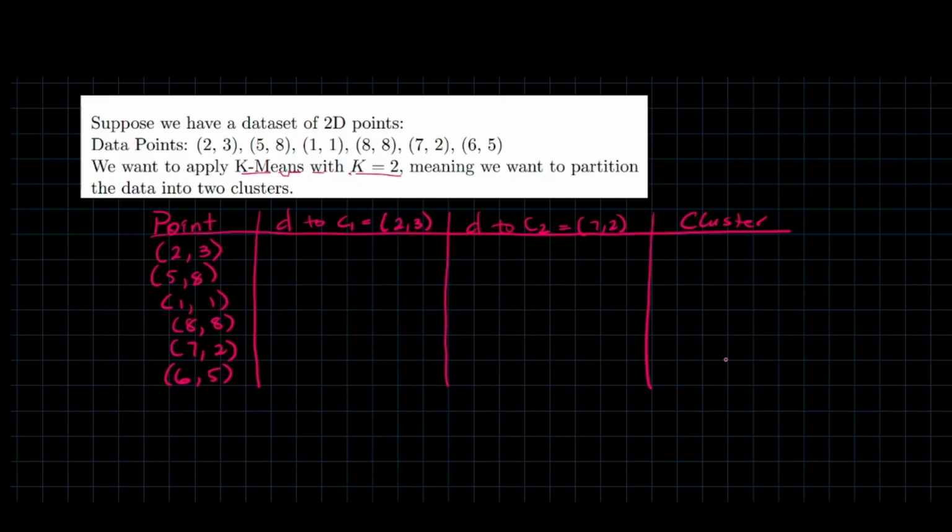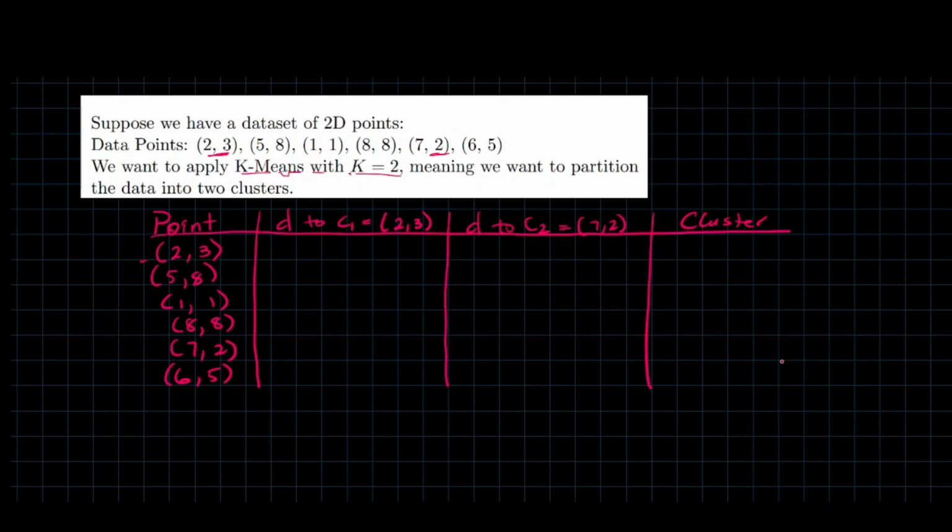The first thing you want to pick is two centroids. Centroids are two random values. In this case I would pick (2, 3) and (7, 2). Now I'm going to calculate the distance from each point to those particular centroids.